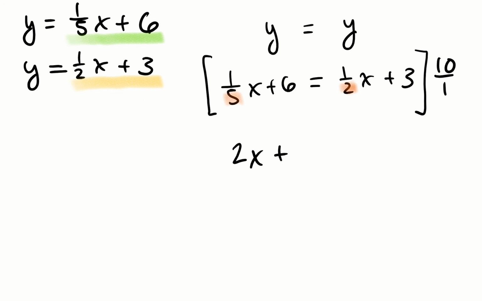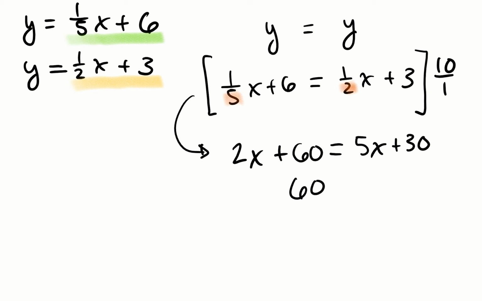Plus 10 times 6 is going to be 60, equals 10 times 1/2 is going to be 5x, and then 10 times 3 is going to be plus 30. So now I have a new equation, multiplied everything by 10, and I have no fractions. I'm going to take away 2x from both sides. The left-hand side will become 60. The right-hand side will become 3x plus 30.